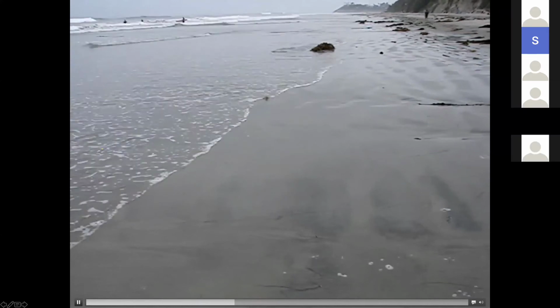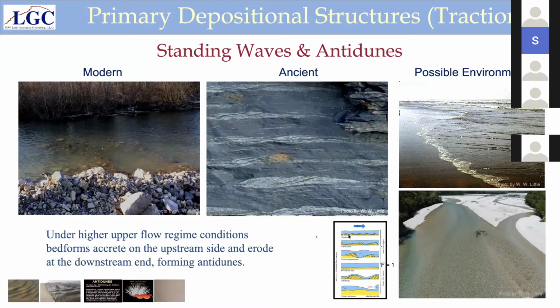Okay, again, because of time, I'm going to cut some of those a little bit short. Okay, the next step here. I have the flow regime diagram in the lower right. So we've gone through the ripples, the parallel laminations. Now, as flow velocity increases even further, we're getting very close to the boundary where we're going to form anti-dunes.